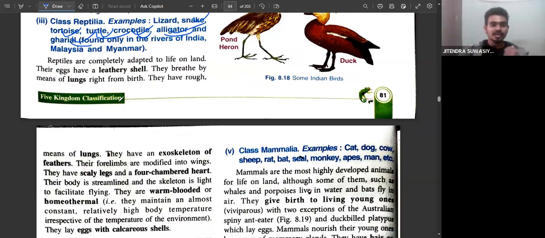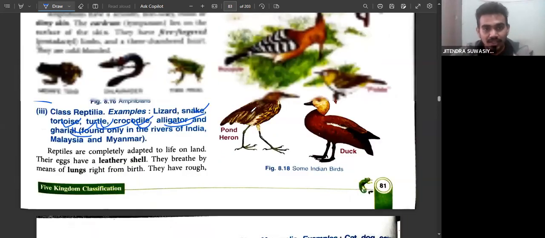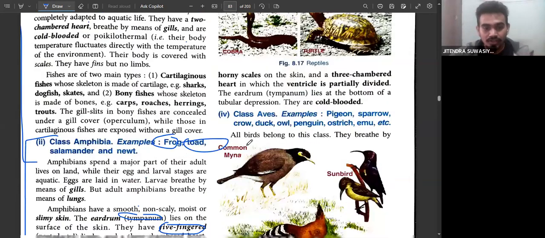So what are reptiles? Reptiles are completely adapted to life on land. Their eggs have a leathery shell. They breathe by means of lungs right from birth. They have rough horny scales on the skin and a three-chambered heart in which the ventricle is partially divided. The eardrum, the tympanum, lies at the bottom of a tubular depression. They are cold-blooded.